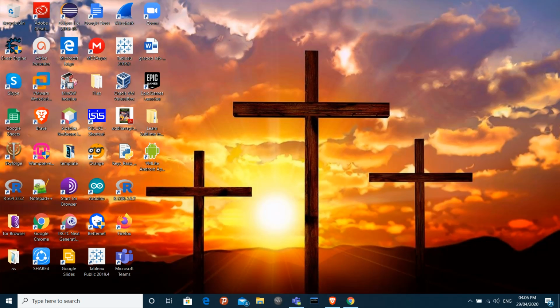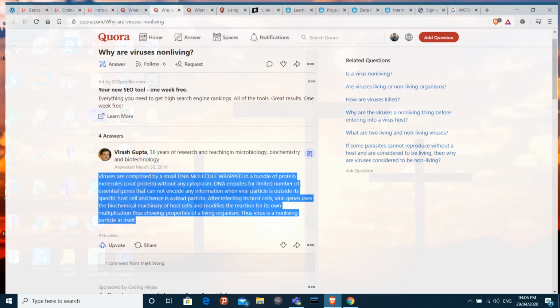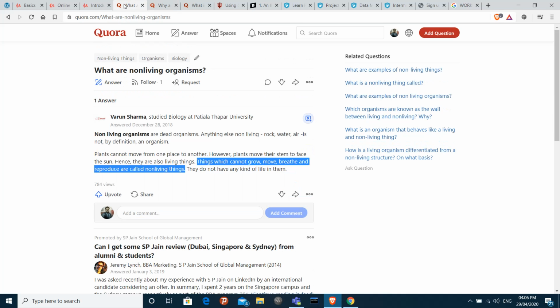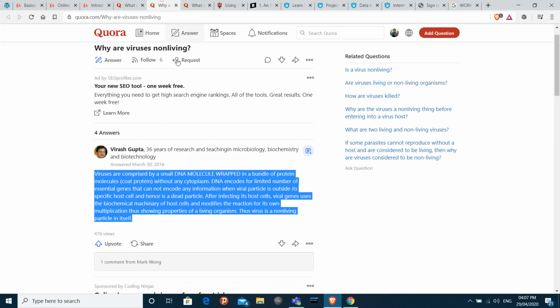So let's get started with the concept of whether viruses are living or not. I searched it on the net and let's see. Firstly, we learned about what non-living organisms are. The things which cannot grow, move, breathe and reproduce are called non-living things. We know this very well. Next, why are viruses non-living?